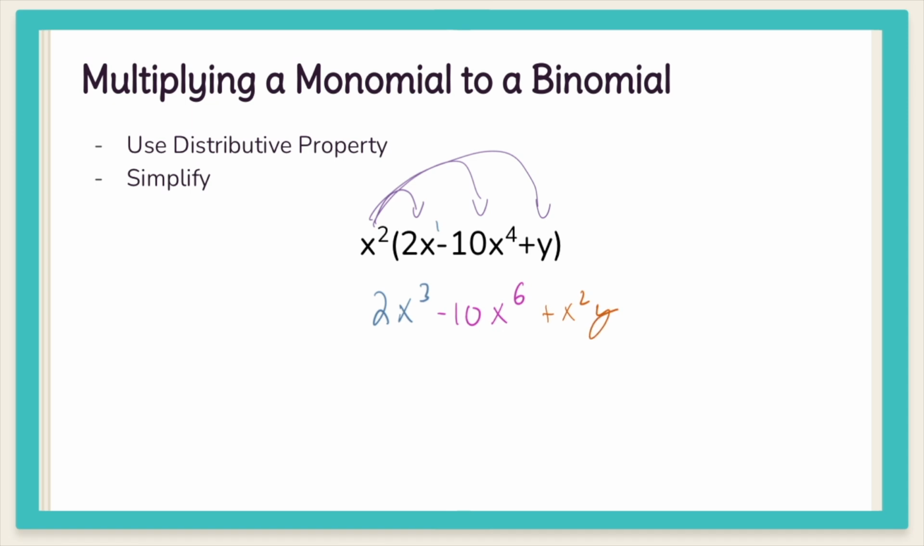Now we're going to write this in standard form with our highest power first. So negative 10x to the sixth is going to go to the front because that has the largest power. Then we've got plus 2x to the third, and then plus x squared y on the back. Now let's go ahead and take a look at the next example.